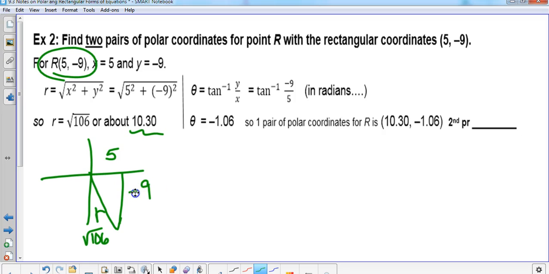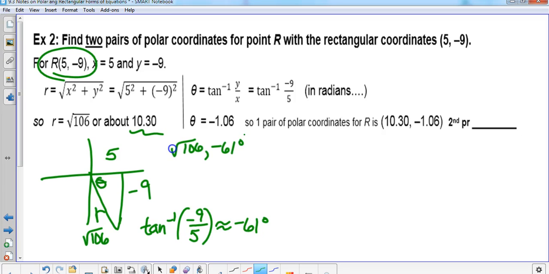That's our r. If I wanted this angle in degrees, what would I do? Inverse tangent of opposite over adjacent, or y over x. In degrees, what does that come out to? Am I in degrees? I am in degrees. I'm just going to round to negative 61 degrees, okay? Did someone else get that? Okay. That's an answer. So we have square root of 106 is our r and negative 61.